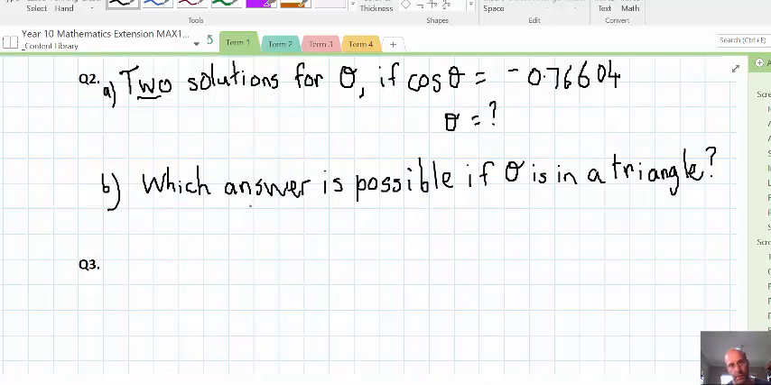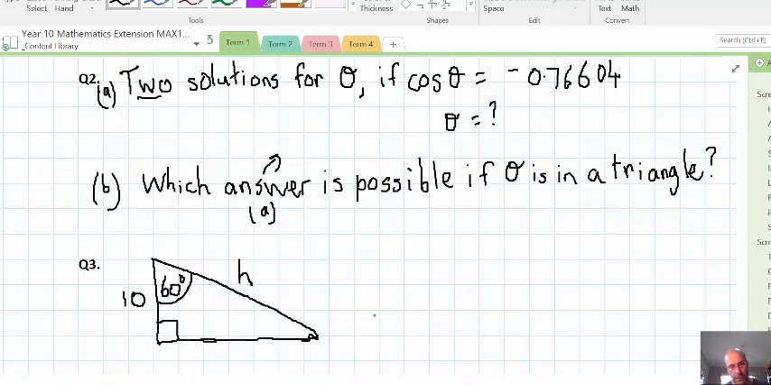There's a part B to question 2 as well. Which answer from A, out of those 2 that you provided, is possible if theta is in a triangle? So you'll have 2 answers for part A and only one of those 2 answers for part B. The last question, in the right angled triangle shown in question 3, I want you to find H and show full working. Find side length H, show working.